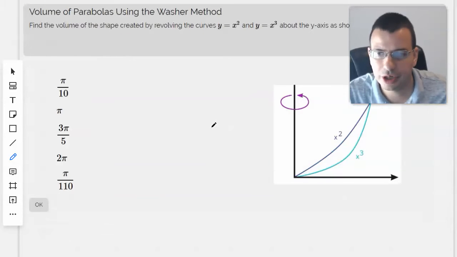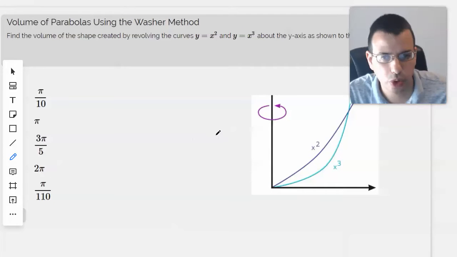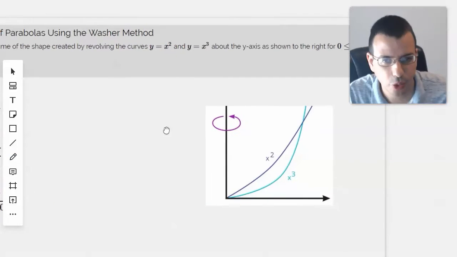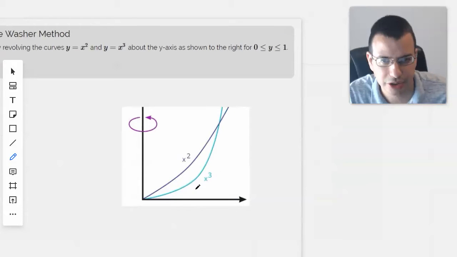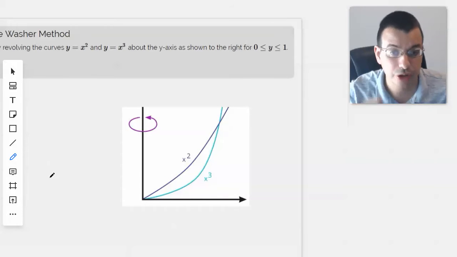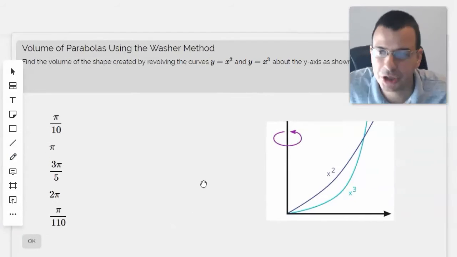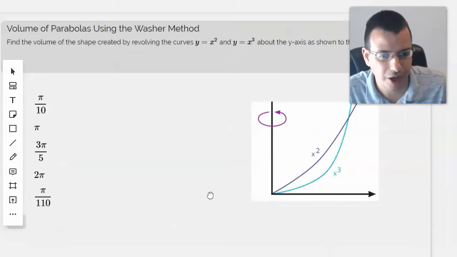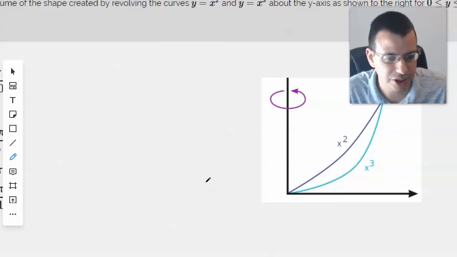Find the volume of the shape created by revolving the curves y equals x squared and y equals x cubed about the y-axis, as shown to the right, for 0 less than y less than 1. Okay, so this is what I like to call the disk minus disk method.